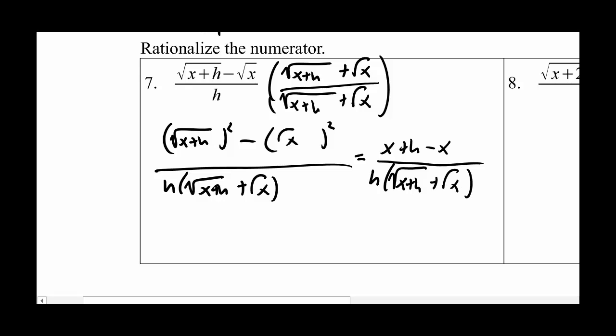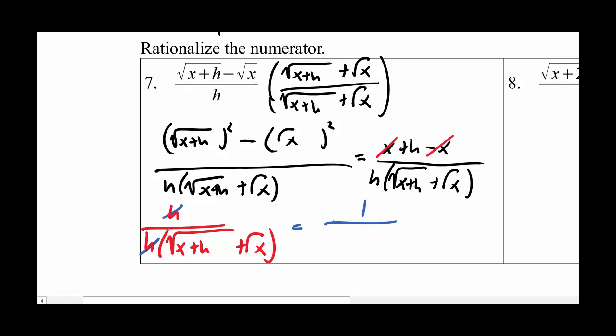Okay, and then what do you notice happens to the numerator? Hopefully notice that the x's cancel out. Now we're left with h over h times that lovely denominator. But here, the h's divide out. And so it actually simplifies down to 1 over the square root of x plus h plus the square root of x.